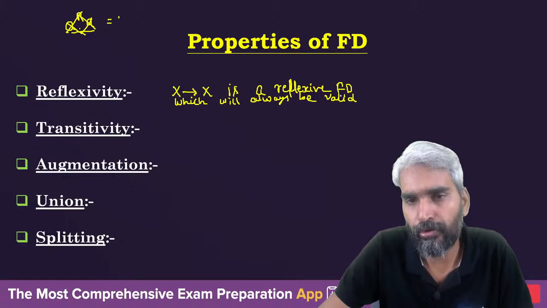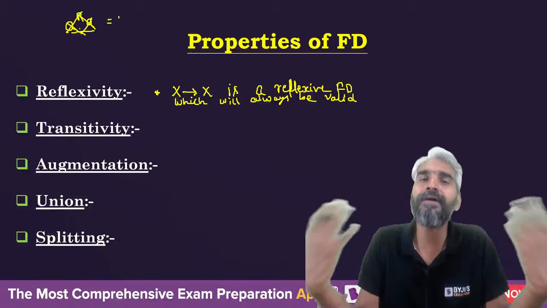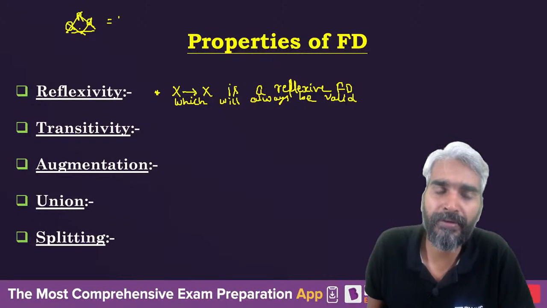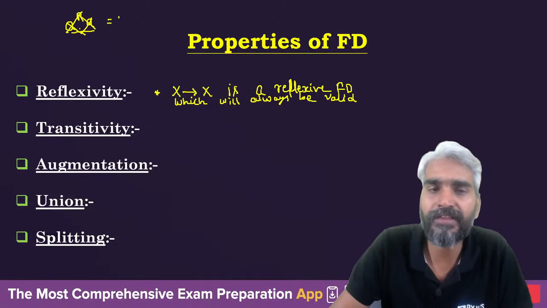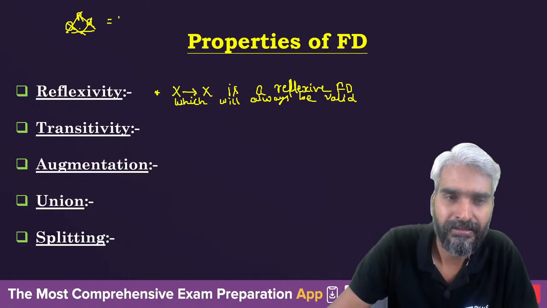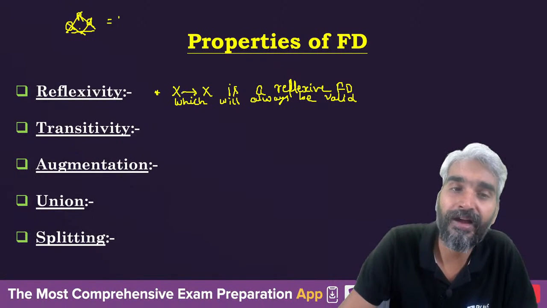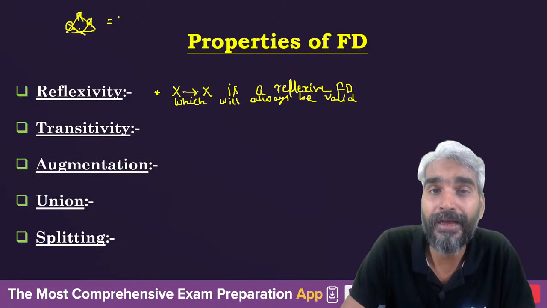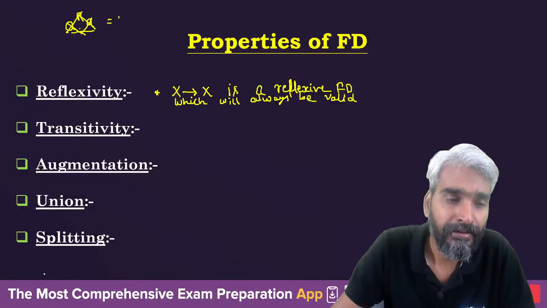So what do you mean by this particular property? That every attribute can determine itself. That's the meaning of this property. X determines X is a reflexive FD which will always be valid. Why? Because X is the superset of or equal to X, and a trivial FD will always be valid in any relation. Now next is the third, transitivity.